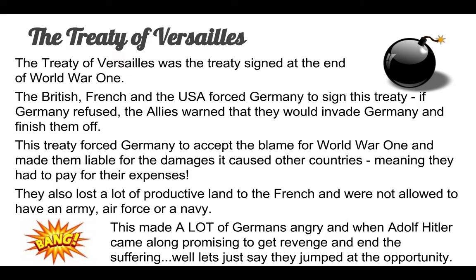The Treaty of Versailles was the treaty signed at the end of World War I to end it. The British, French and the USA forced Germany to sign it, and if Germany refused, the Allies warned that they would invade Germany and finish them off. This treaty forced Germany to accept the blame for World War I and made them liable for the damages that it caused the other countries, meaning that they had to pay for their expenses.